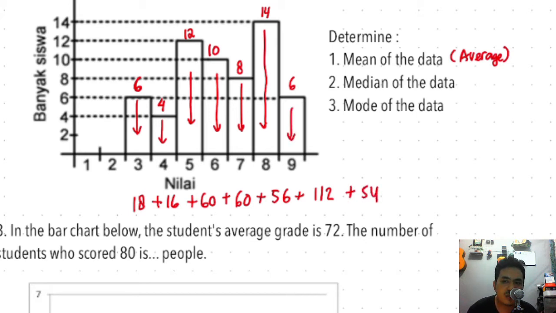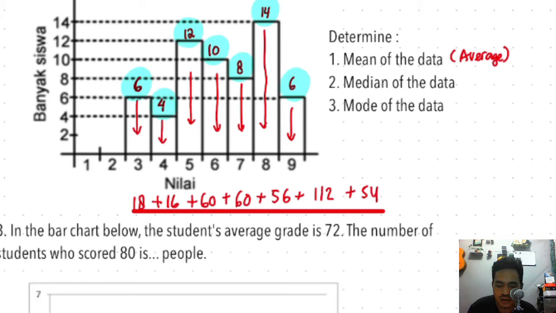So this is the total score of all students, correct? So if you want to find the mean or the average, just divide this one by the total number of students. The total number of students is actually this one: 6, 4, 12, 10, 8, 14, and 6. Okay, this is the number of students. So we just calculate it.